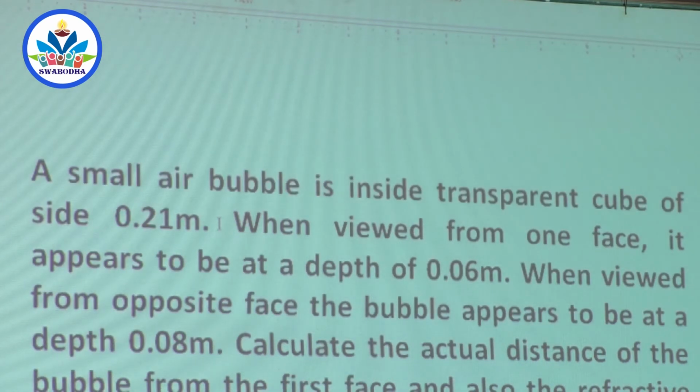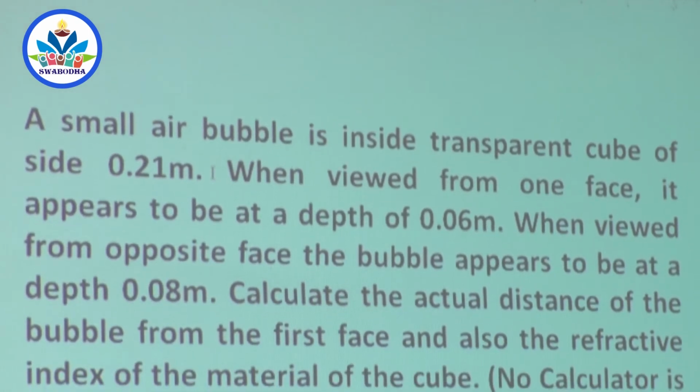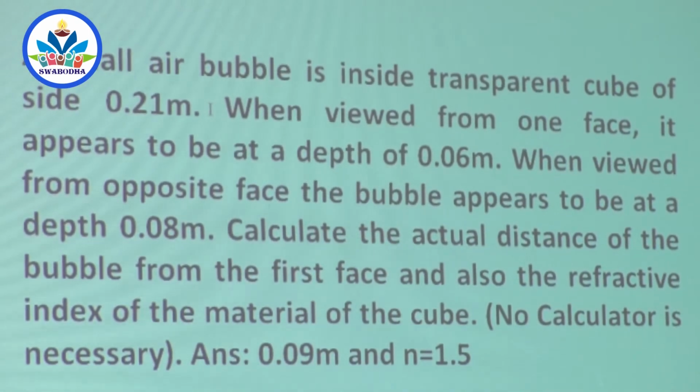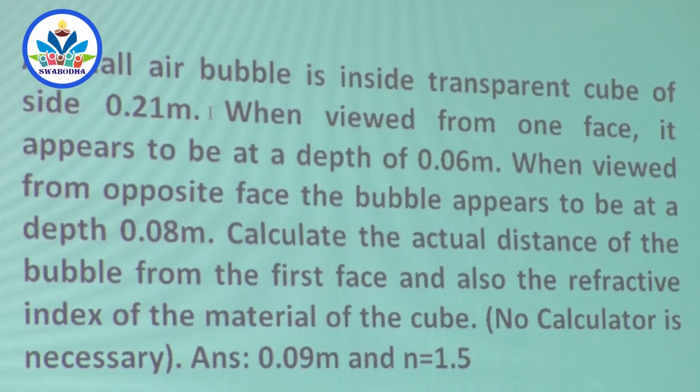A small air bubble is inside a transparent cube. This is very easy and a different type of problem. Very important: how to analyze it is the only thing which is required. Read the problem. A small air bubble is inside the transparent cube of side 0.1 meter. When viewed from one face, it appears to be at a depth of 0.06 meter. And when viewed from the opposite face, the bubble appears to be at a depth of 0.08 meters. Calculate the actual distance of the bubble from the first face and also the refractive index of the material of the cube. Okay, no calculator is necessary. You have your brain, so you can use it.